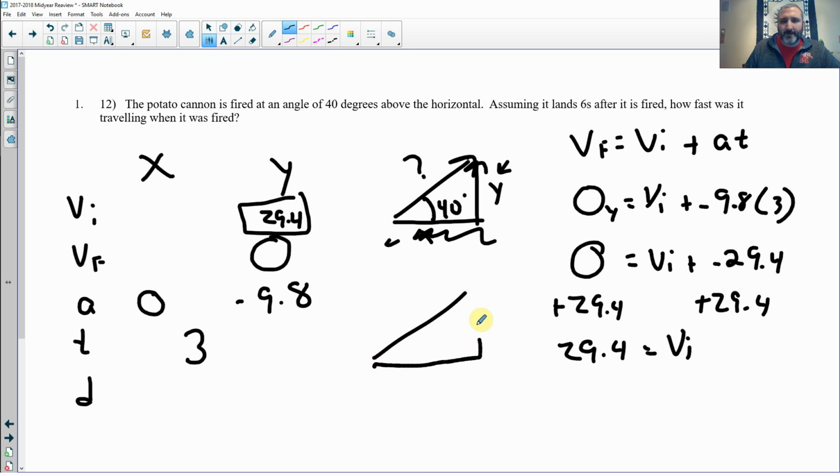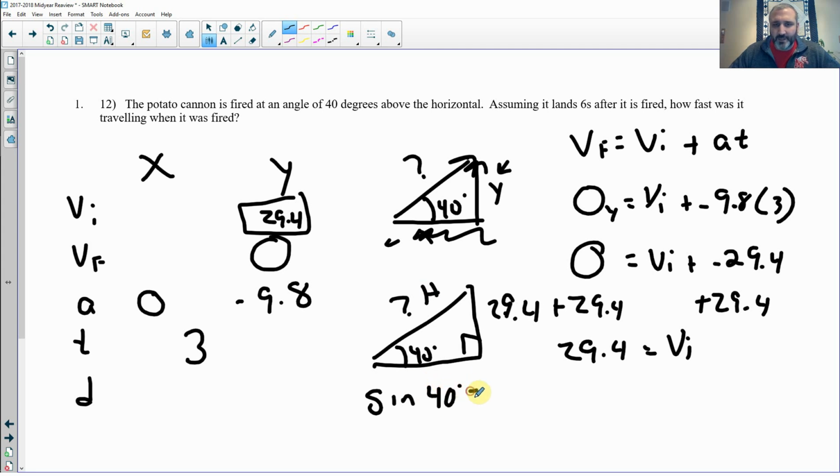So I have, this is my right triangle, 29.4 meters per second. I'm looking for that, and I have an angle of 40 degrees. Make sure, and I didn't say this at the onset, to be sure that you're in degree mode. So this is my hypotenuse, this is my opposite side, and I have an angle. Last time I checked, we can use sine when we're dealing with opposites and hypotenuses. Sine of 40 degrees equals the opposite, 29.4, over the hypotenuse. Sine 40 is 0.64. That equals 29.4 over h.